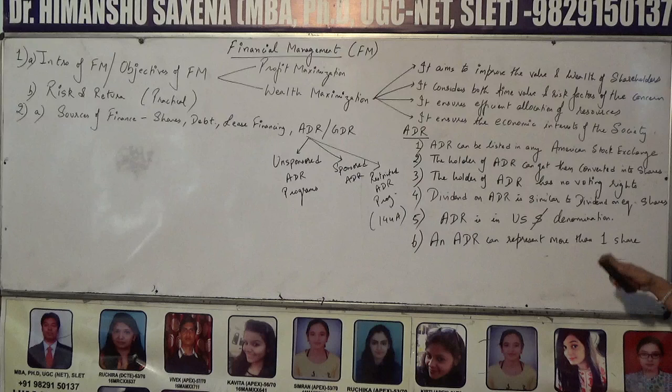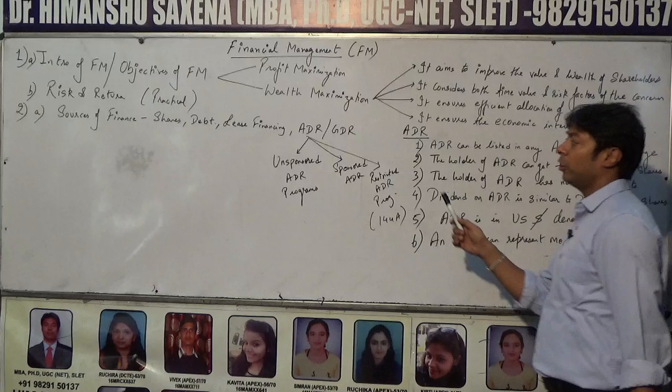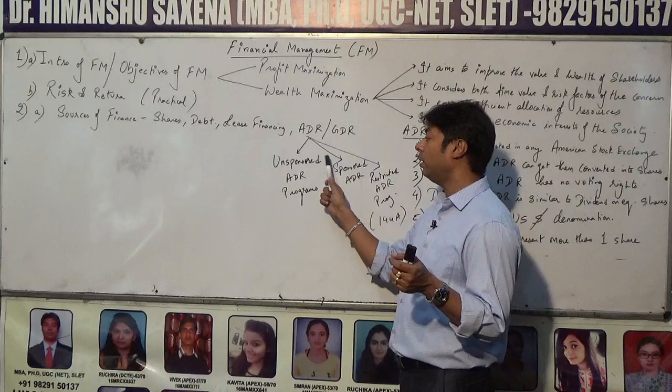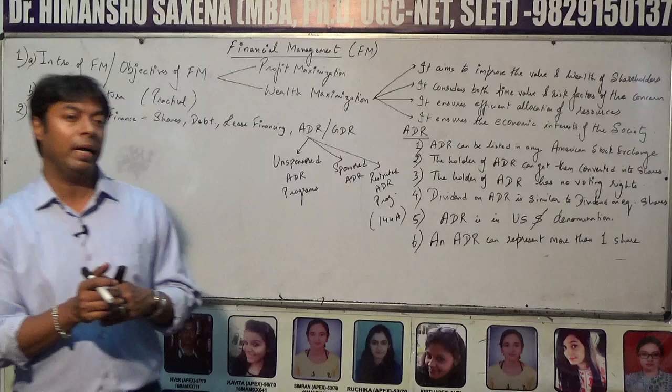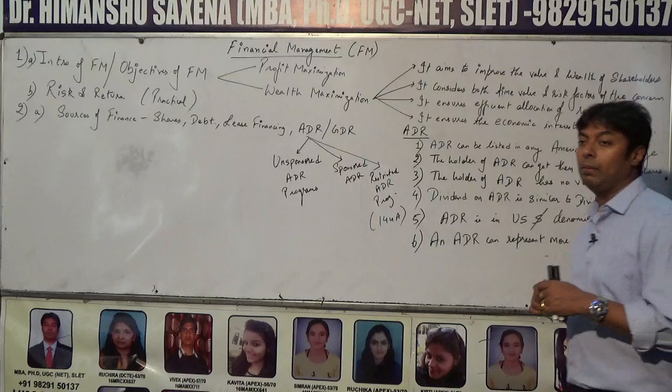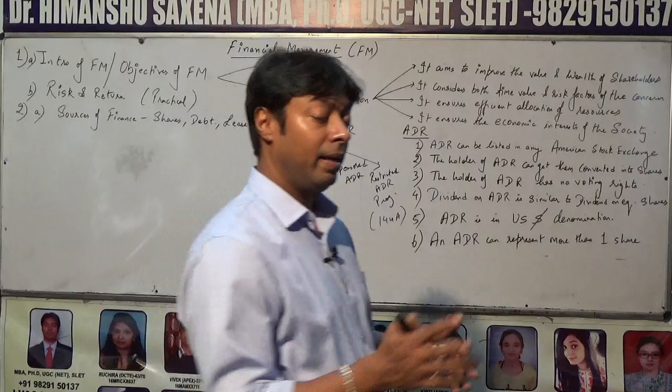Coming to classification of ADRs, there are these three classifications of ADRs. They are unsponsored ADR programs which are initiated by the third party. Then sponsored ADR programs which are initiated in combination with the depository bank and the issuing party. And then there are restricted ADR programs which are issued and traded in accordance with a section, and the section is 144A.